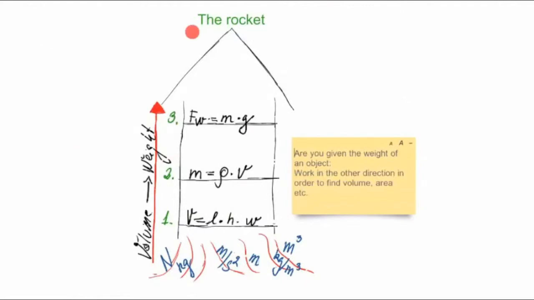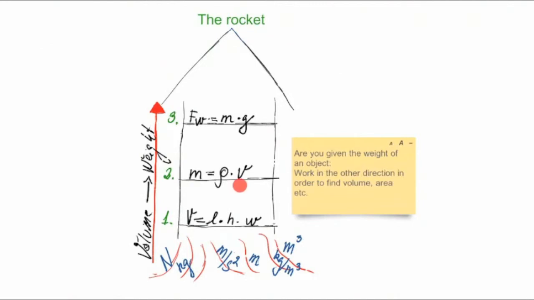To help us with the problem, we have a manual called the rocket. And the rocket consists of 3 stages. So when we have to find weight, we have to work in the same direction as the arrow points. We start by finding the volume of the concrete slab, and we're given the dimensions, so it shouldn't be that hard. Having found the volume, we move to step 2, and that is to find the mass.